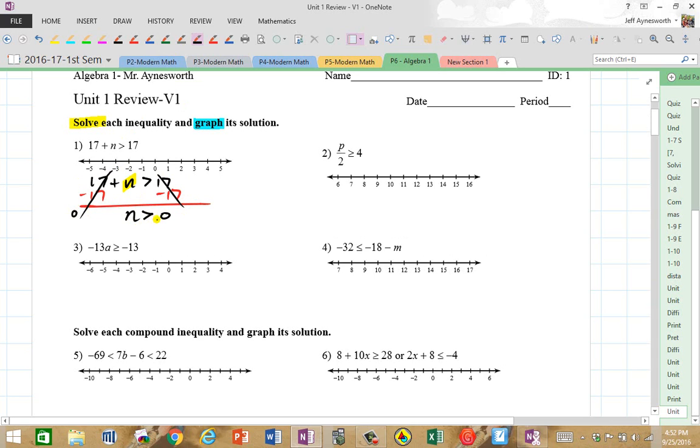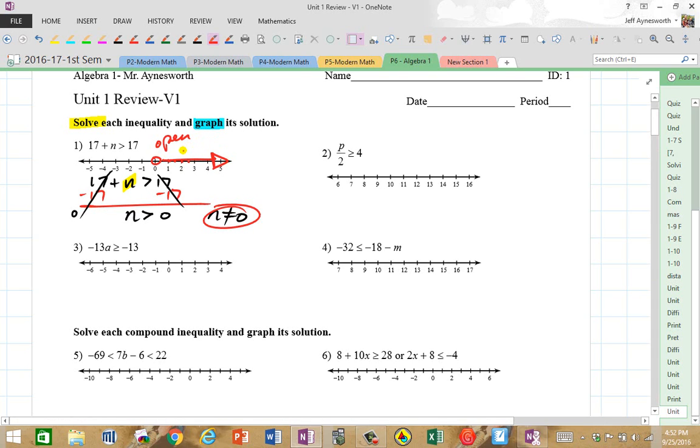That means any number can be a solution if it's greater than 0. So 0 is not a solution. So n cannot be 0. That's why it's open. It's open at 0. Open means that 0 cannot be a solution. Keep that in mind. Only numbers greater than 0 can be a solution, like 1, 1.5, 2, 2.5, 3, 3 1/3. All these numbers to the right. Any number greater than 0 can be a solution.